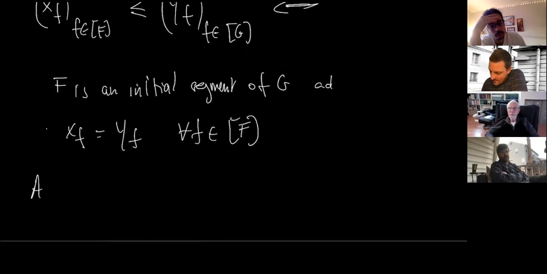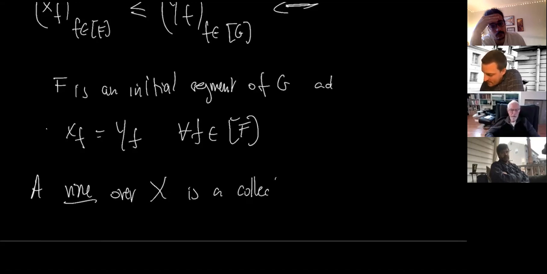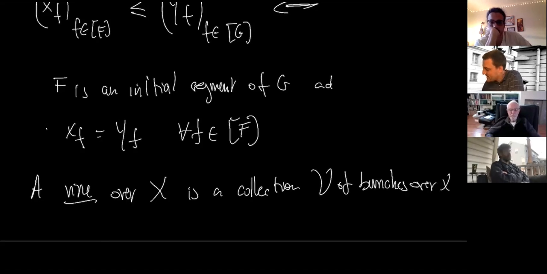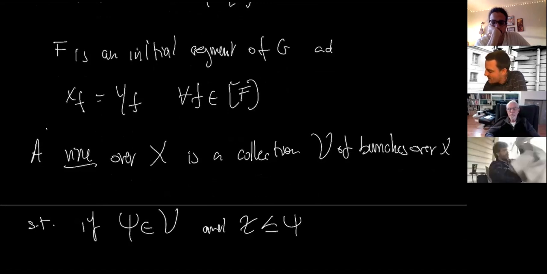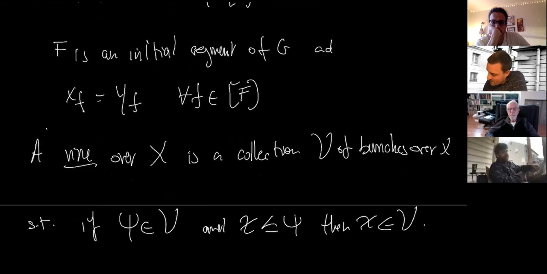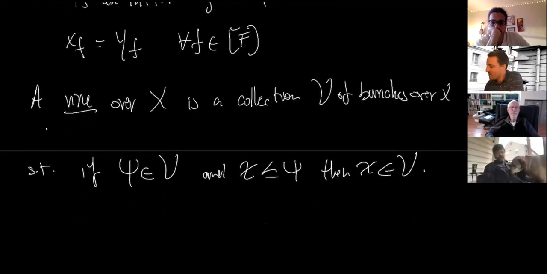And a vine over X is going to be a collection V of bunches over X, such that if psi is a bunch in V, and if phi is another bunch that is less than psi, then phi belongs to the vine. Okay, so same thing. It has to be stable under taking predecessors, but now it's according to a different partial order.